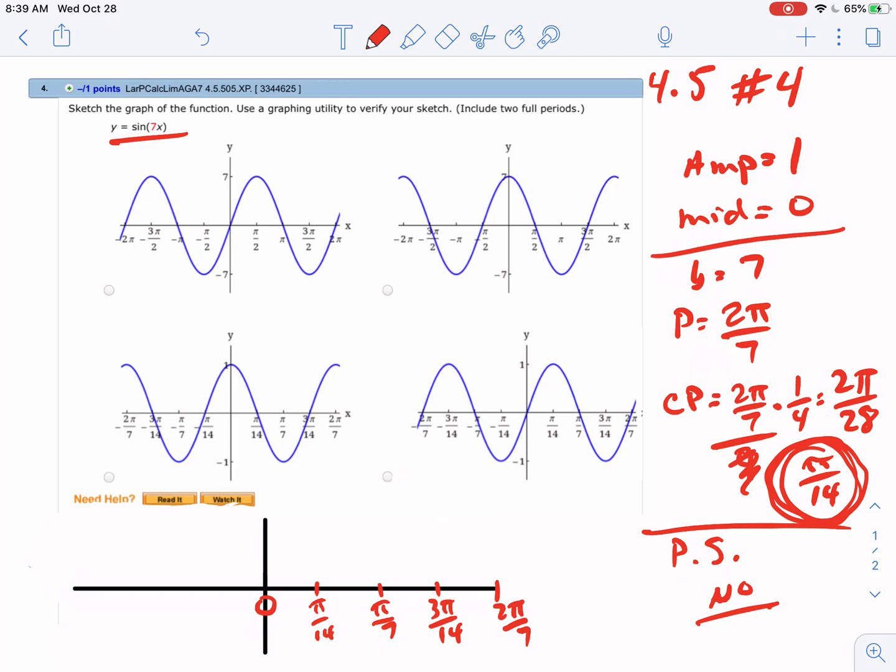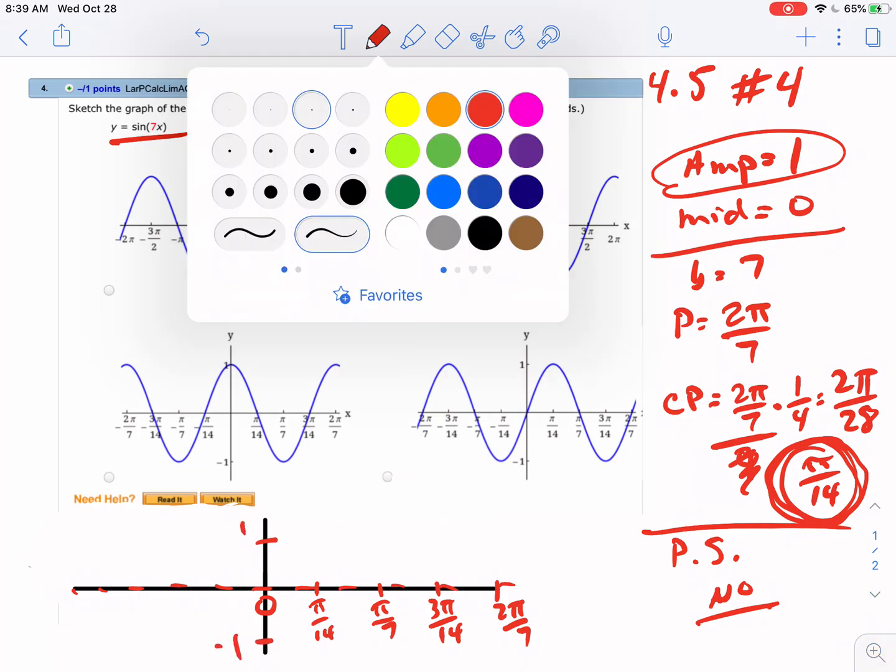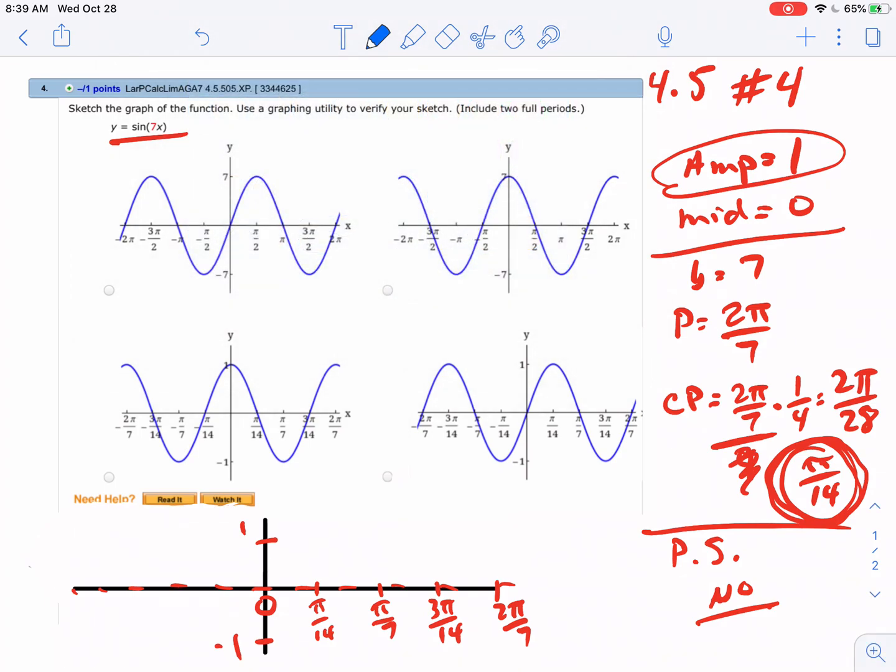And so when you look, we can do the midline, which is right on the x-axis. Because the amplitude is 1, I'd go up 1 and down 1. And this is a sine curve, so we'll start at the midline, go up, back to the midline, and down. Sine always starts at the midline and goes up, and then we'll come back down. So it's going to look something like this.